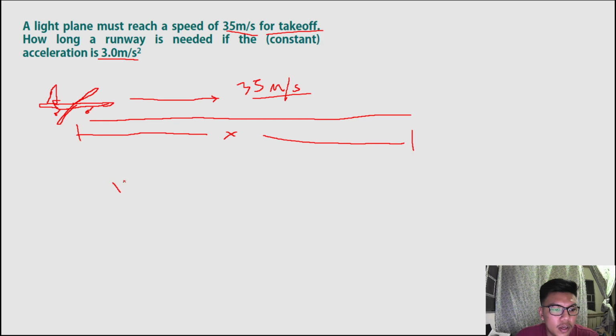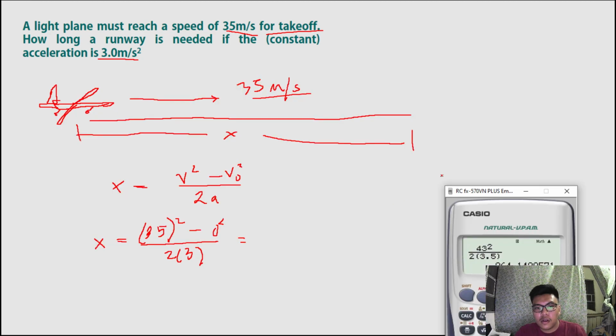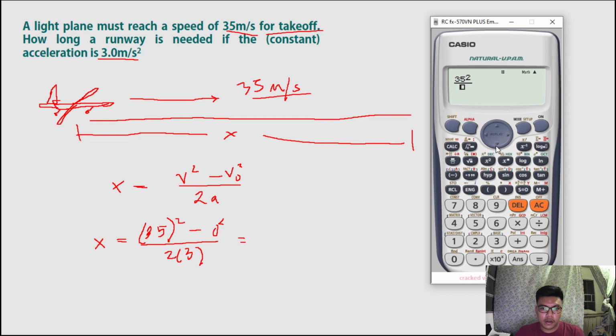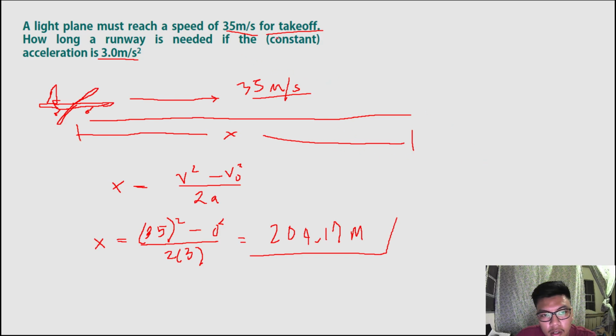Okay? So, solving for x again. So, we have x is equal to v squared minus vo squared all over 2a. So, x now will be equal to, so v squared natin, final velocity niya kailangan, 35 meter per second squared. Minus, syempre, galing siya sa rest, so 0 squared, okay? All over 2 times 3, yung acceleration natin. So, solving, we have 35 squared all over 2 times 3. So, that is equal to 204.17 meters. Okay? So, yun, ganun kahaba yung runway na kailangan in order for the plane to reach a speed of 35 meters per second given an acceleration of 3 meter per second squared.